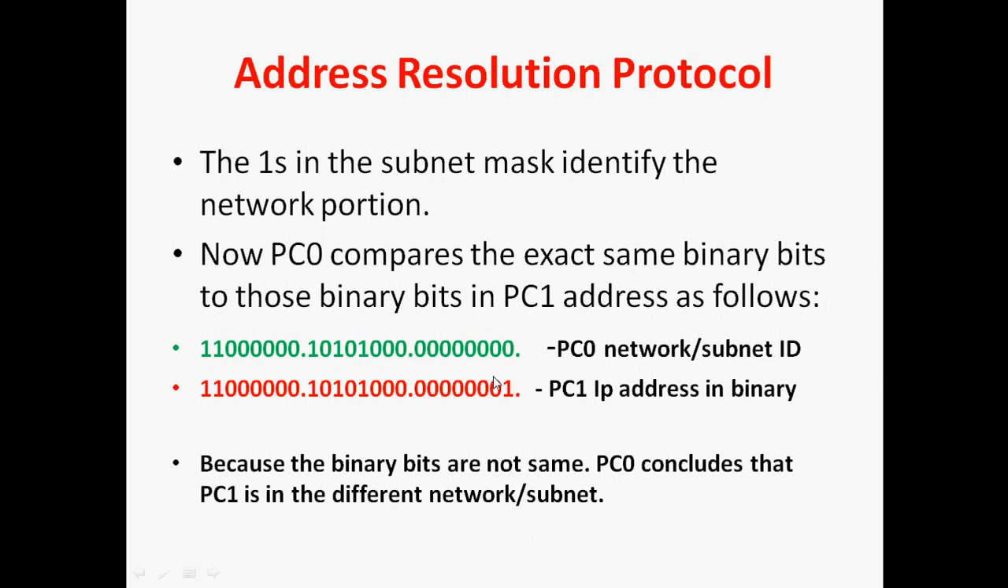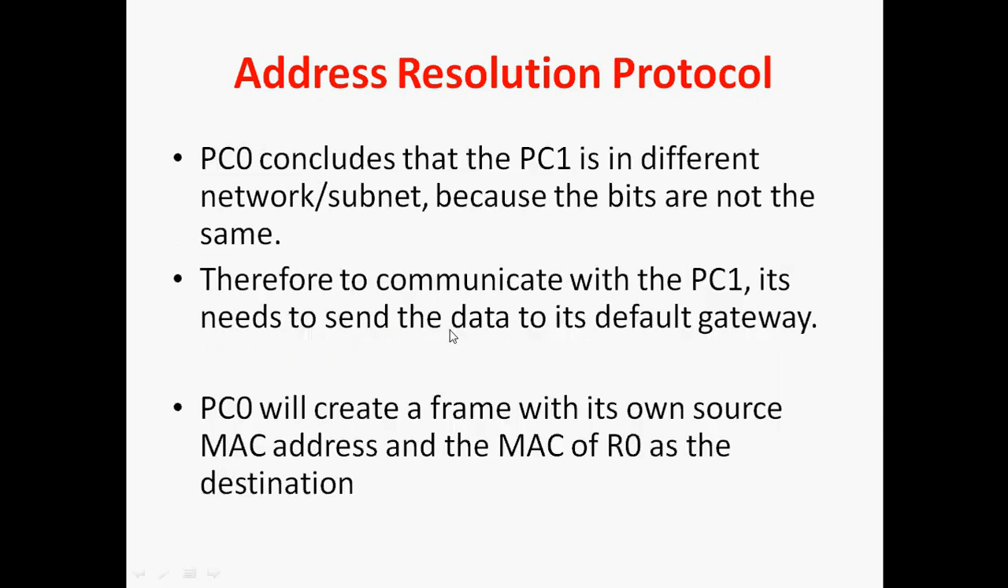So that means PC0 concludes that PC1 comes under a different network. Because the binary bits are not the same, PC0 concludes that PC1 is in a different network or subnet. Therefore, to communicate with PC1, it needs to send the data to its default gateway. If you want to communicate with PC1, we have to send data to the gateway.